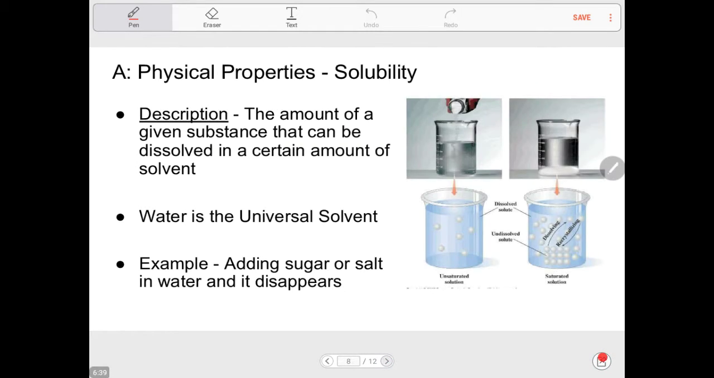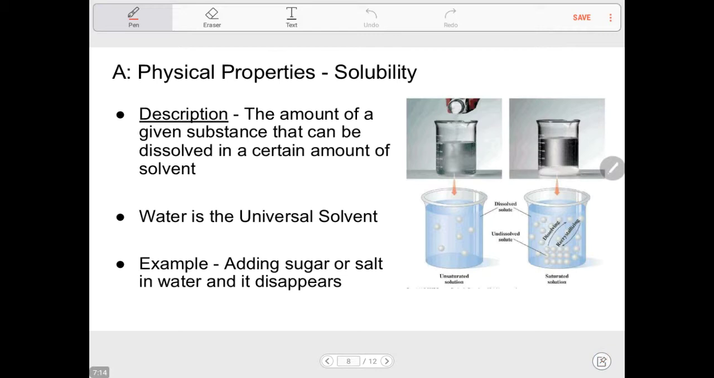That's pretty self-explanatory. Another physical property is solubility. This is the amount of a given substance that can be dissolved in a certain amount of solvent. For example, think of adding salt into water. When you add the salt into the water, it appears to disappear, or it dissolves. So that's solubility. It is the amount of a given substance that can be dissolved.